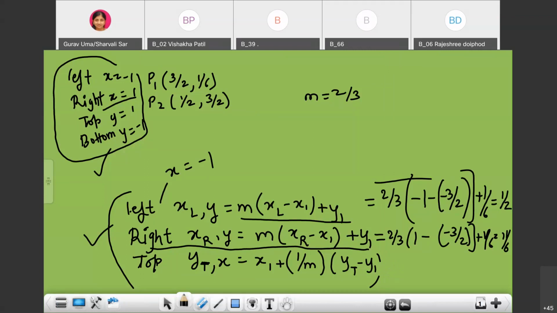Similarly, now calculate top and bottom. Similarly, we will find out the values of top and bottom. In this case, I got top as -1/4, whereas I got bottom as -3/2. I have got these values.